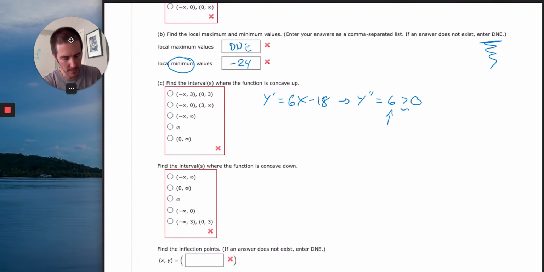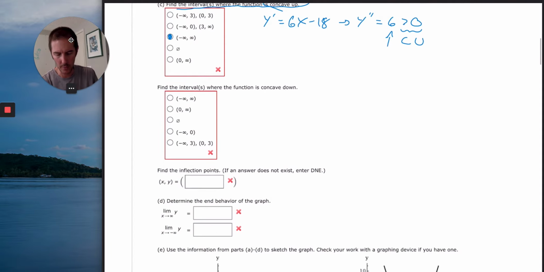So the fact that it's greater than 0, concave up. Part C, the first part of it says, find the intervals where the function is concave up. It's concave up everywhere. So I'm bubbling in from negative infinity to positive infinity. You're just writing these down as notes. So again, it doesn't depend on x at all. Y double prime is 6, which is greater than 0 everywhere, so concave up everywhere.